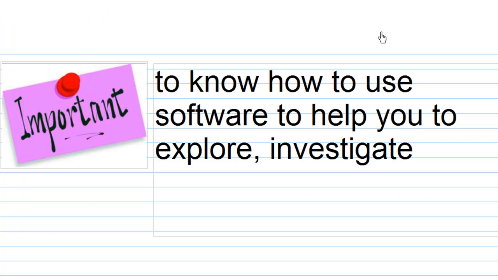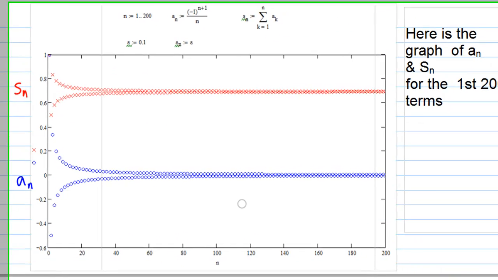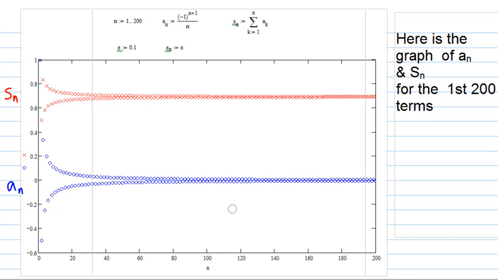It is important to know how to use software to help you to explore and investigate mathematics. For example, you can use Excel or you can use Mathcad to explore series and sequence. Here is a graph generated by Mathcad. I have plotted the sequence a_n and the partial sum S_n for the first 200 terms.